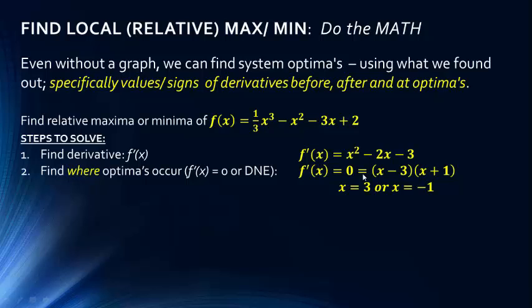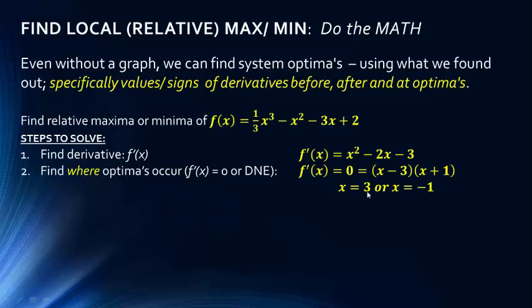Okay? So if we plug in 2 to our function, what do we get? 2 squared is 4. Minus 2 times 2 is 4. So 4 minus 4 is 0. Minus 3 is negative 3. So before x equals 3, the derivative is negative.